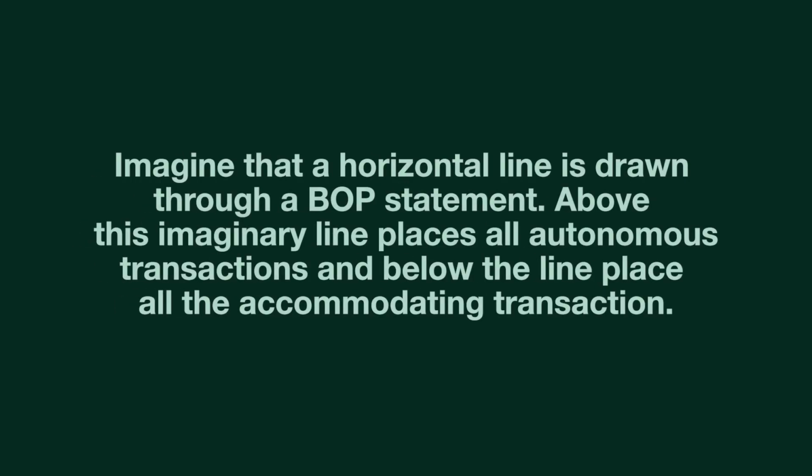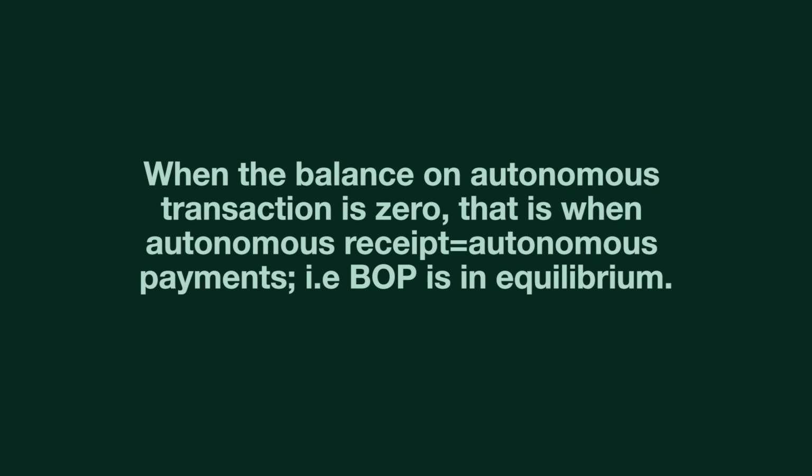Suppose in the balance of payment, we draw an imaginary line, one below the autonomous transactions and above the accommodating transactions. The difference in the account of autonomous transactions will be balanced in the opposite direction by that of accommodating transactions. In terms, the sum of the autonomous transactions and accommodating transactions is equal to 0, and that gives the balance of payment equilibrium.